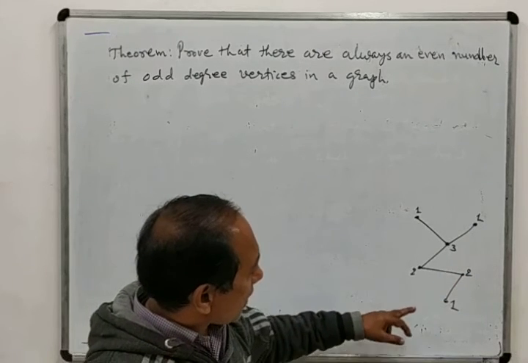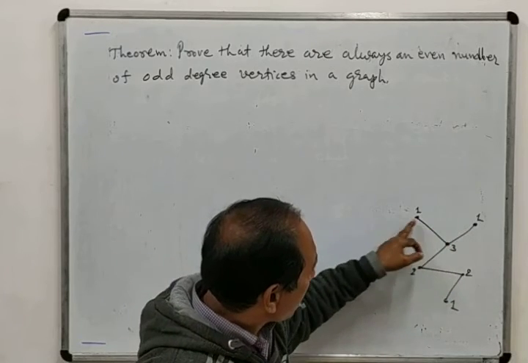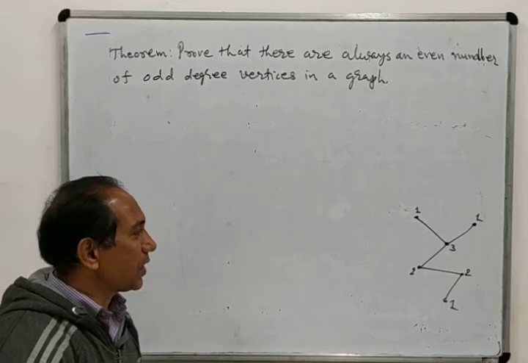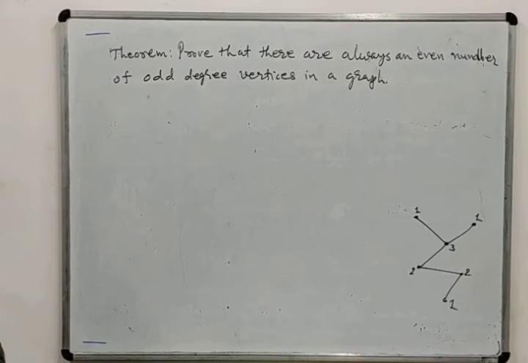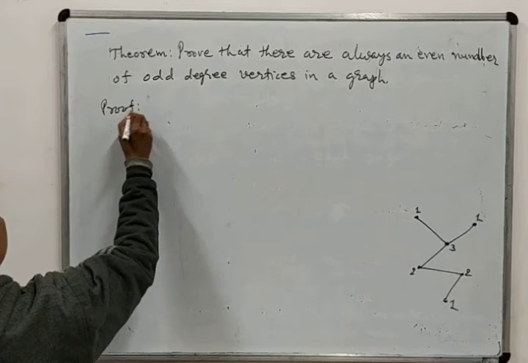So here from this graph we can see that the number of odd degree vertices is 4. 1, 2, 3, 4. All these 4 vertices have odd degree. And this number of odd degree vertices is even. 4 is an even number. Okay? So the proof is also very simple.